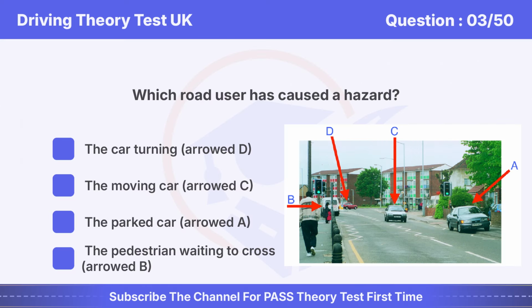Question 3. Which road user has caused a hazard? Option A. The car turning, arrowed D. B. The moving car, arrowed C. C. The parked car, arrowed A. D. The pedestrian waiting to cross, arrowed B.